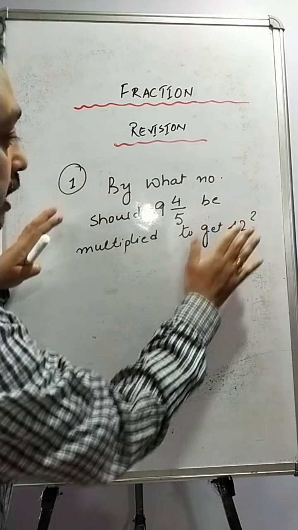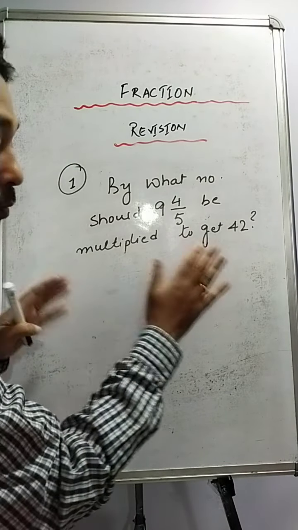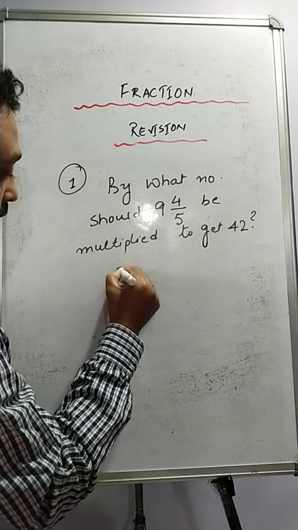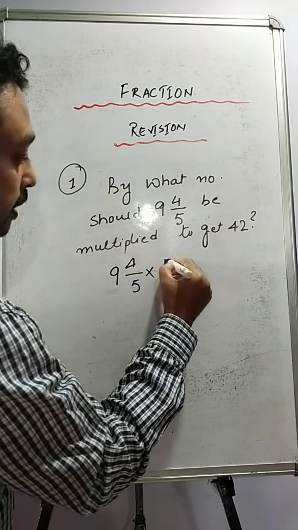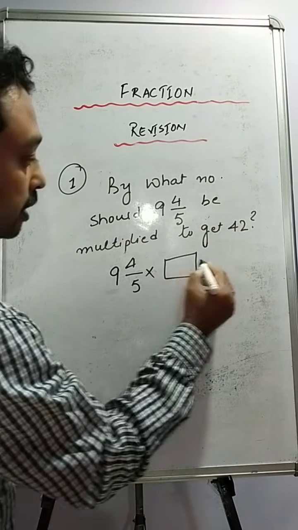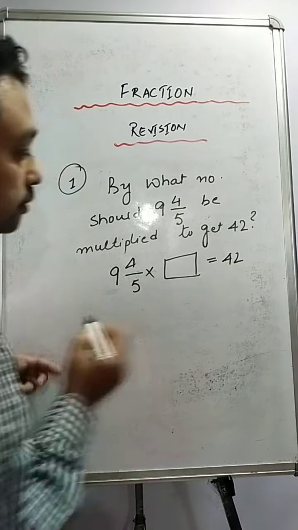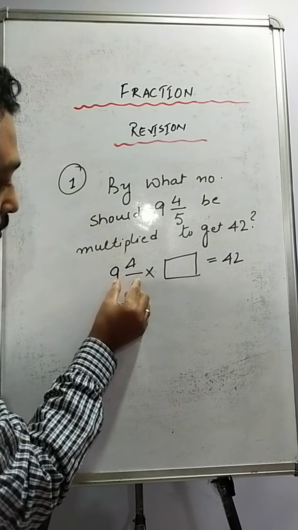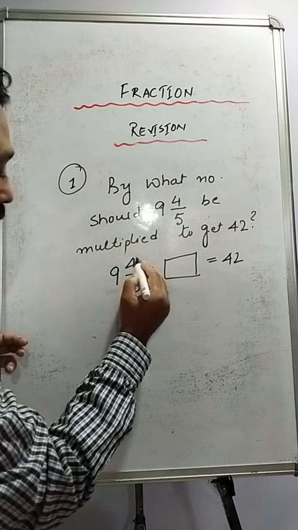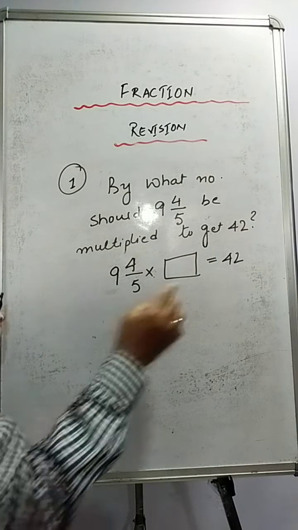Now this is a statement form. If I have to write this in equation format, it will look like this: 9 4 by 5 multiplied with which number to get 42. This is what they have written. So with which number do you have to multiply 9 4 by 5 to get 42?